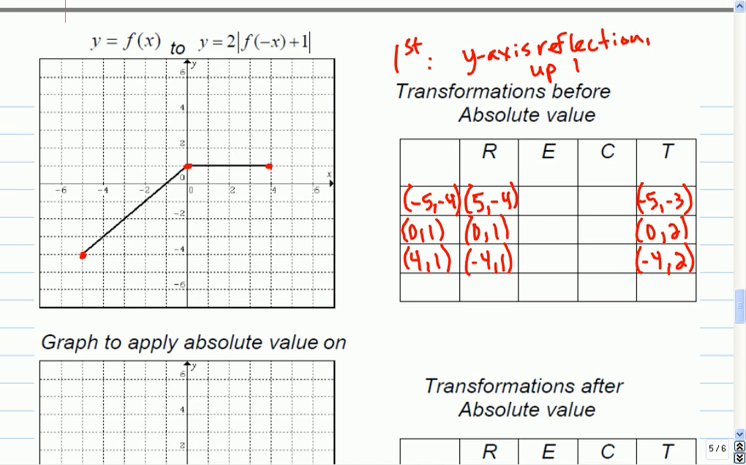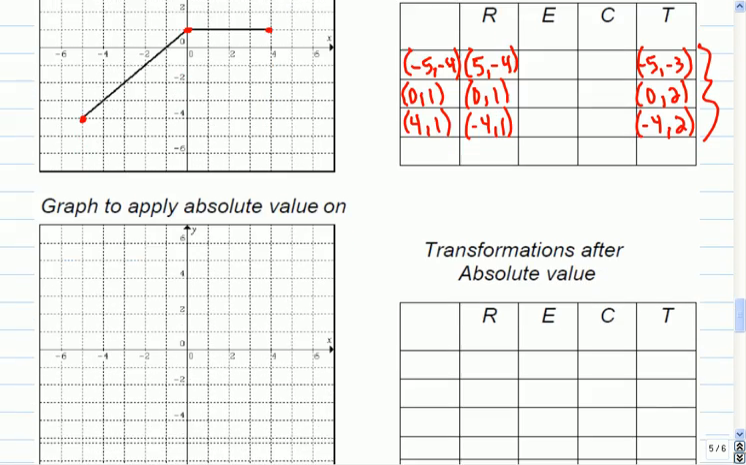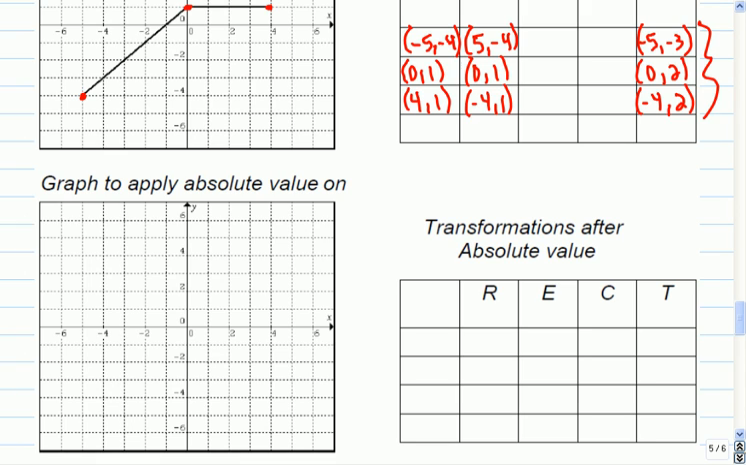So in the first transformation, we're going to apply the y-axis reflection and move everybody up by 1. That's what we're doing before absolute value. So now I end up at this set of points here. Okay. So I'm going to graph those points and apply the absolute value to it.